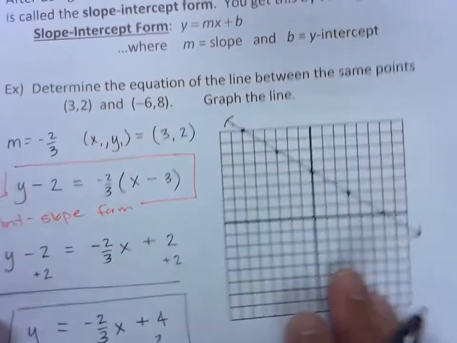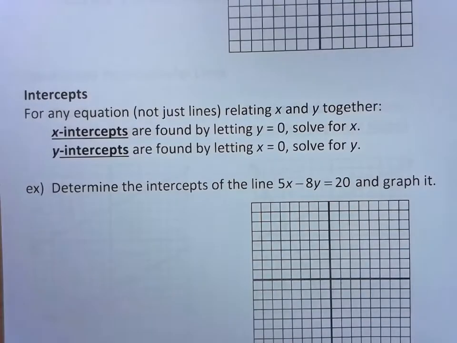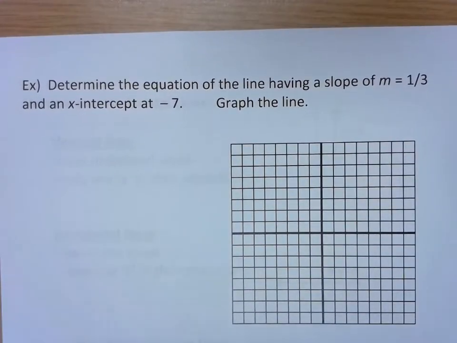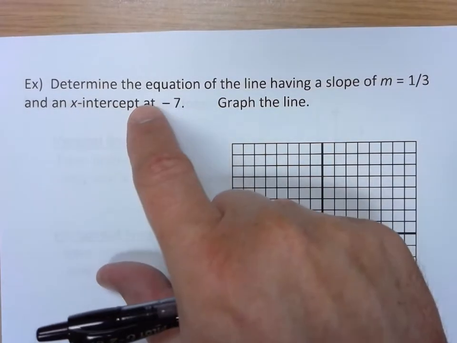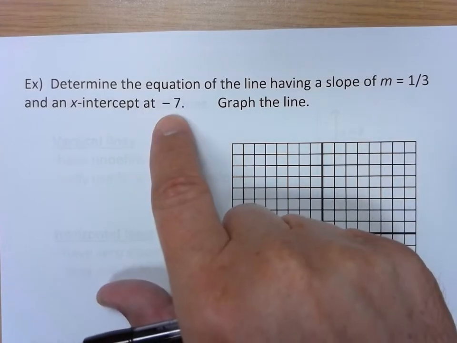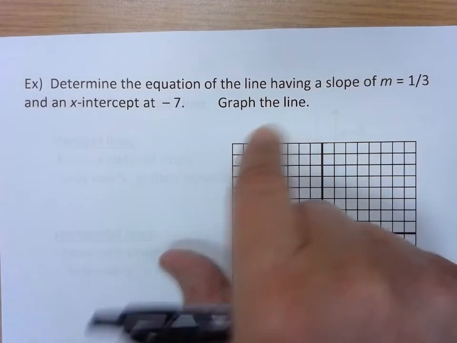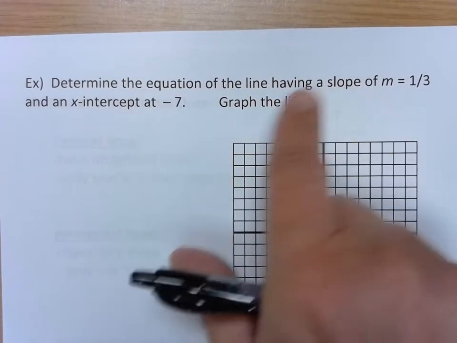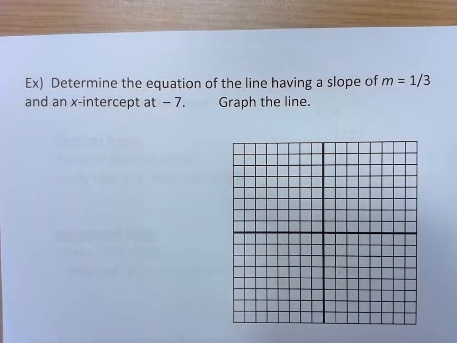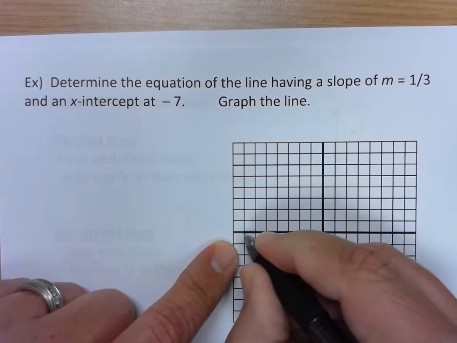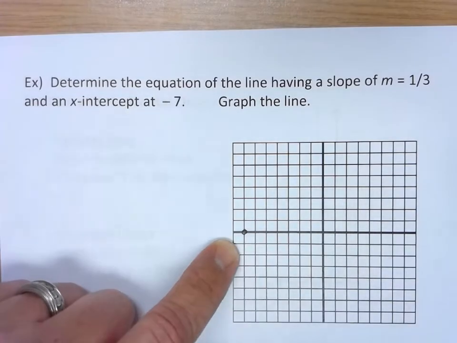What we're talking about next is another find the equation of the line. And just to give you a little extra practice, this one sets up a little bit differently. You're determining the equation of a line that has a slope of 1/3 and an x-intercept at -7. And then you're asked to graph the line. So, technically we could graph the line right now. Just keep in mind, this is an x-intercept, so that's the location on the x-axis. 1, 2, 3, 4, 5, 6, 7. That's the location on the x-axis where the graph crosses.